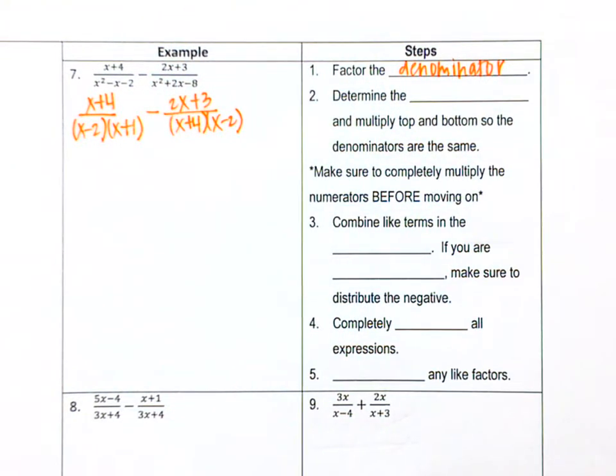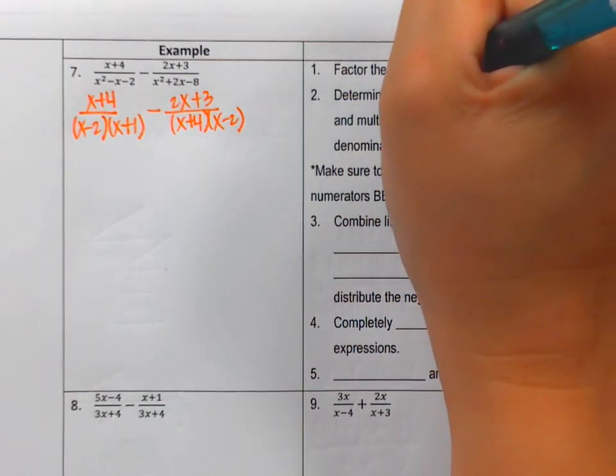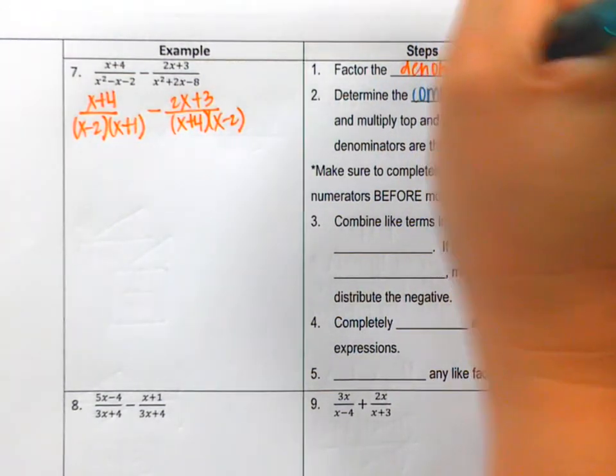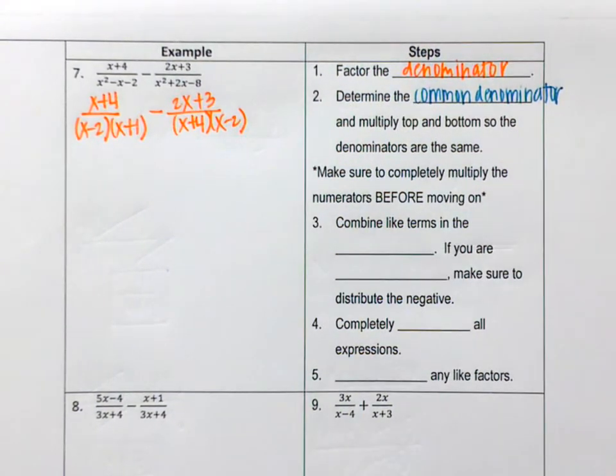Okay, so when we are adding and subtracting fractions, what is the one thing that you have to have the same before you can do anything? It's the denominator. So we factored the denominator to see what factors they had. And our goal, and this is our second step, is to determine the common denominator and multiply the top and bottom so the denominators are the same.